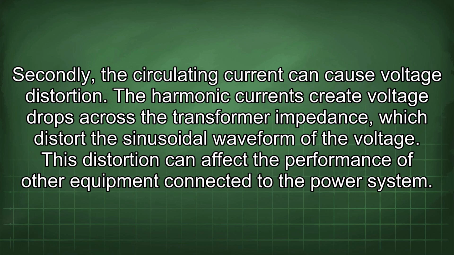Secondly, the circulating current can cause voltage distortion. The harmonic currents create voltage drops across the transformer impedance, which distort the sinusoidal waveform of the voltage. This distortion can affect the performance of other equipment connected to the power system.